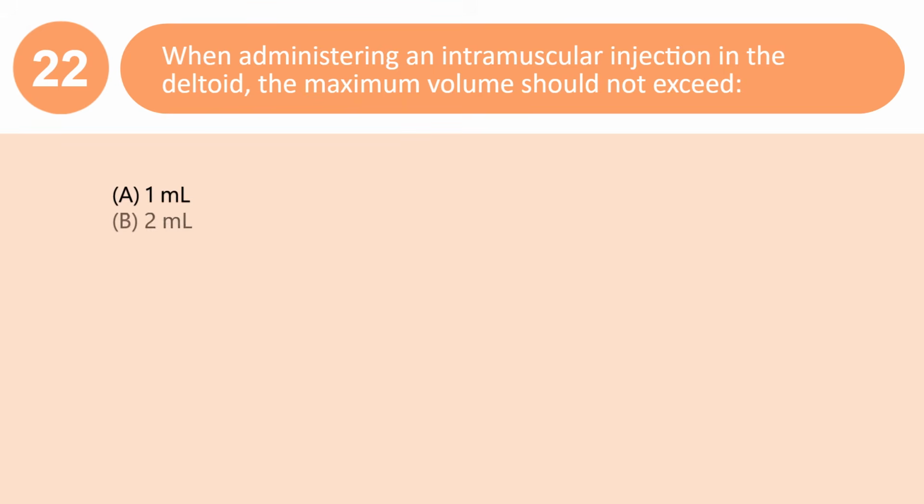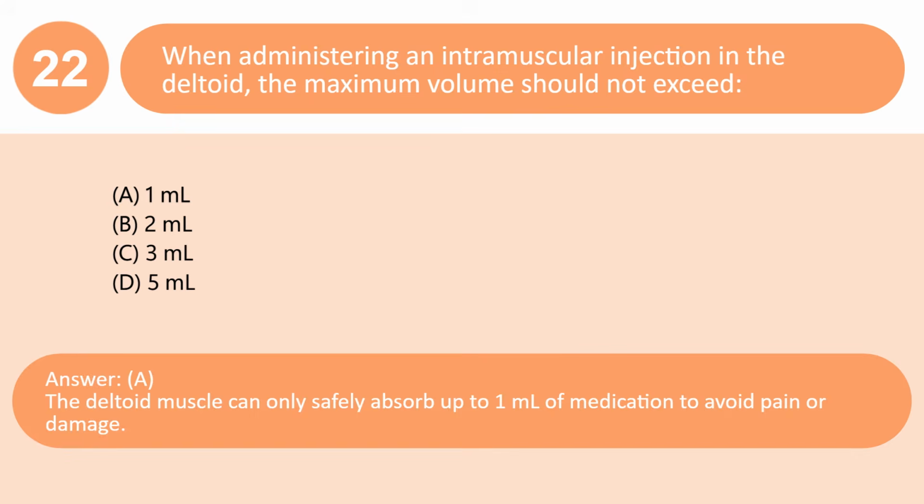When administering an intramuscular injection in the deltoid, the maximum volume should not exceed A. 1 milliliter. B. 2 milliliters. C. 3 milliliters. D. 5 milliliters. Answer: A. The deltoid muscle can only safely absorb up to 1 milliliter of medication to avoid pain or damage.